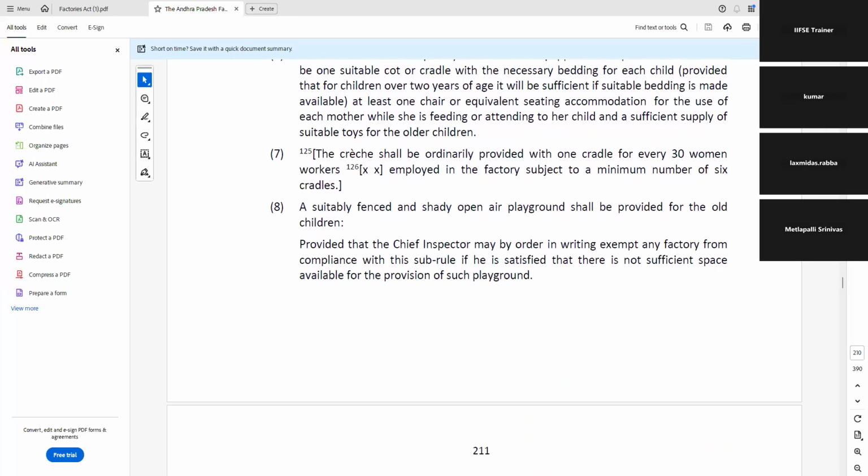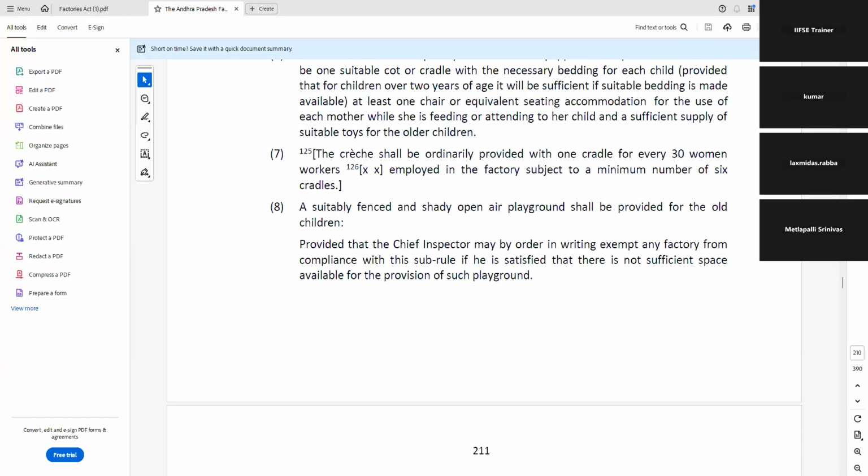And the crèche shall be ordinarily provided with one cradle for every 30 women workers employed in the factory, subject to a minimum number of 6 cradles. So a minimum of 6 cradles should be provided.